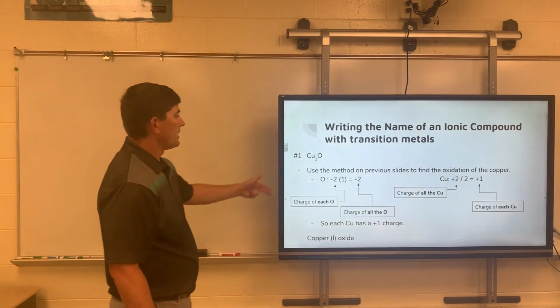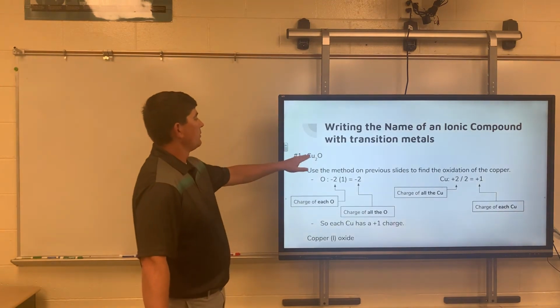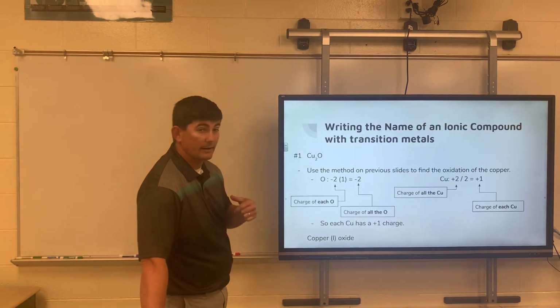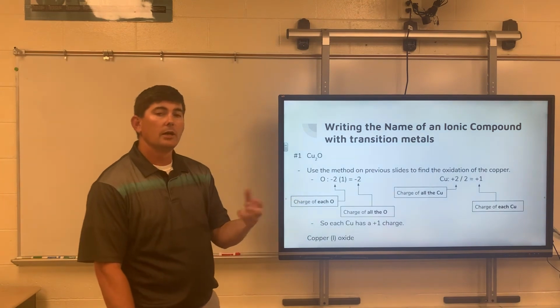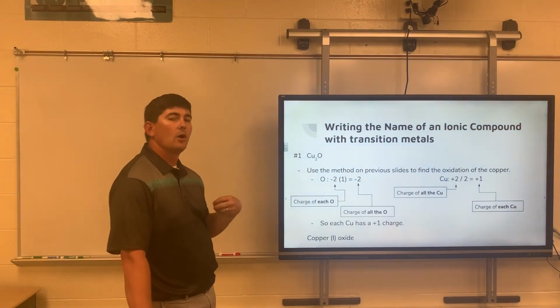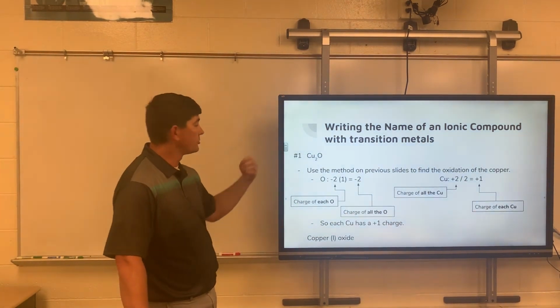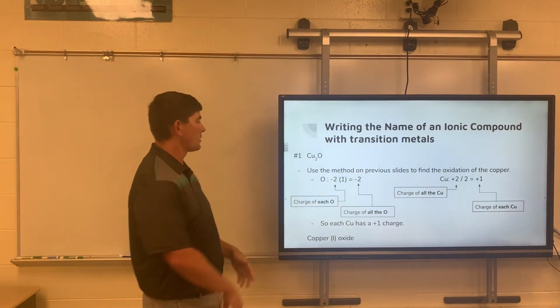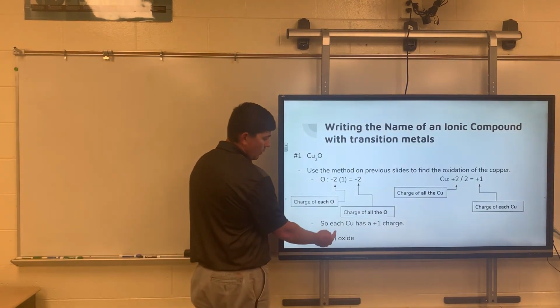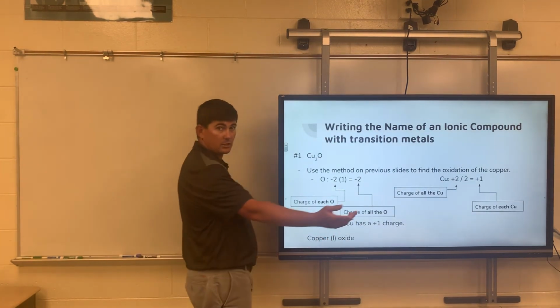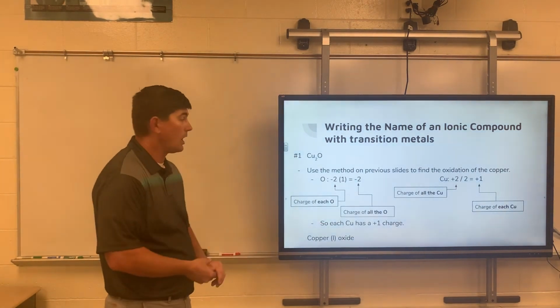So if we look at this particular problem, we have a copper oxide. Now copper can be a +1, so this could be a copper 1 oxide, or copper can be a +2, so this could be a copper 2 oxide. So when I'm writing my name, I got to know what Roman numeral to put down here when I say copper oxide. Which copper oxide, all right?